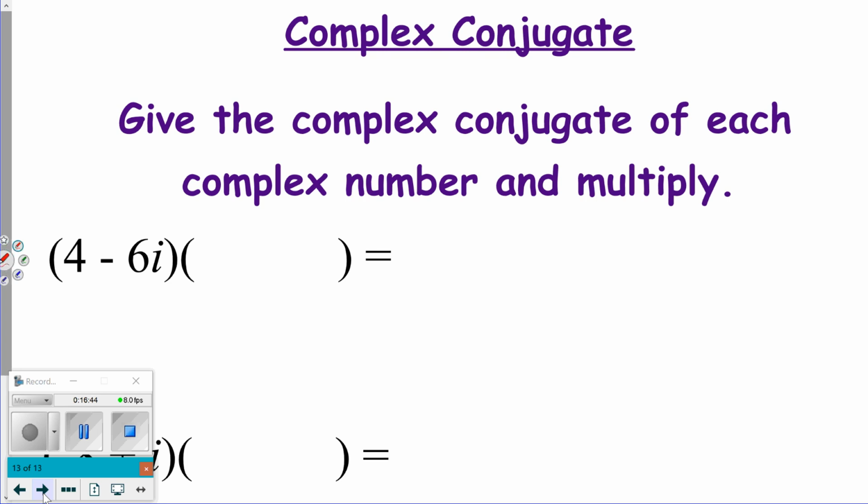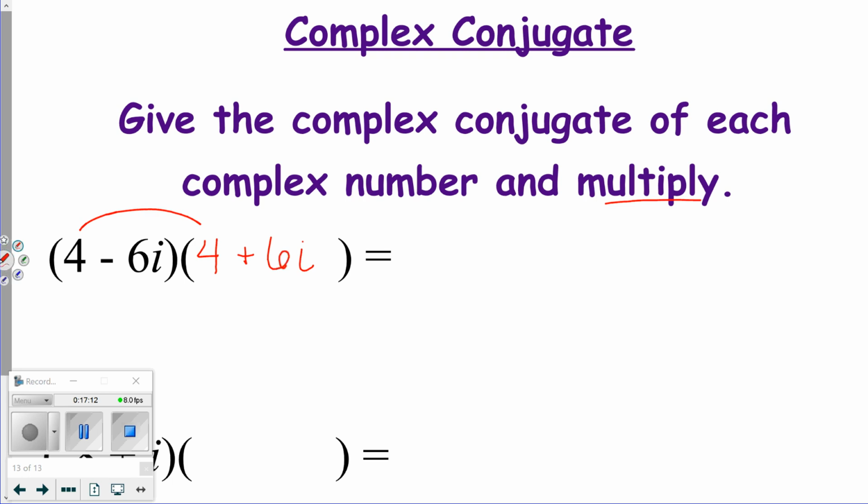So if I have 4 minus 6i, its conjugate is going to be something that just has that opposite middle sign. So this one would be 4 plus 6i. Okay, that makes it a complex conjugate. And then it says, and multiply. I will tell you right now on our chapter test, I have students every year who will give me the complex conjugate, and then that's it. And then they don't multiply. Okay, so make sure you're reading directions.